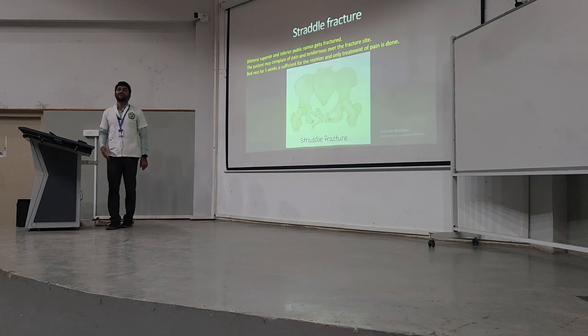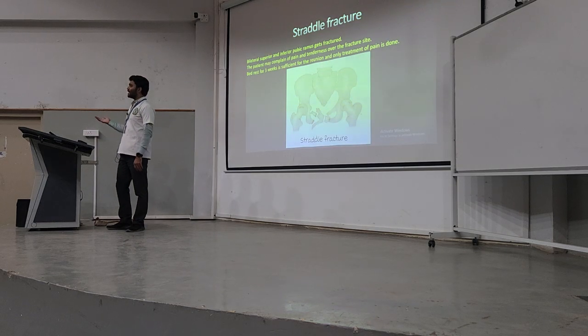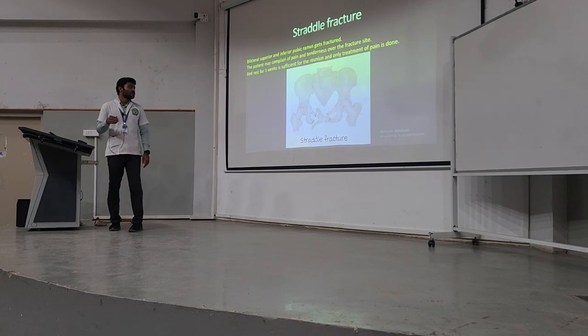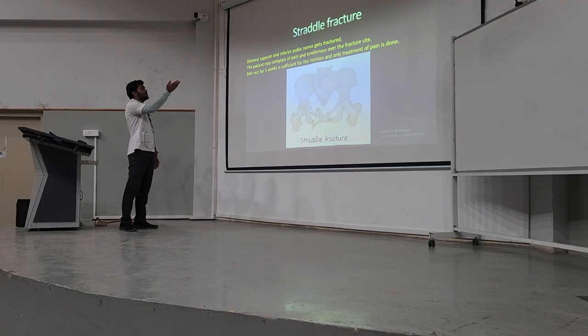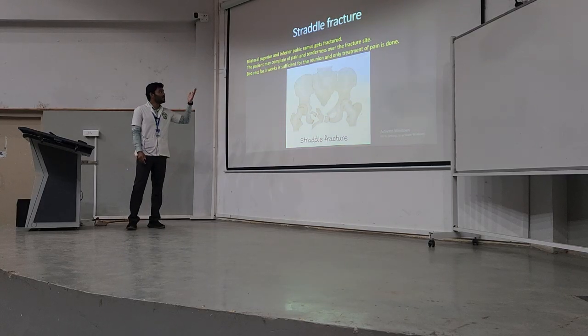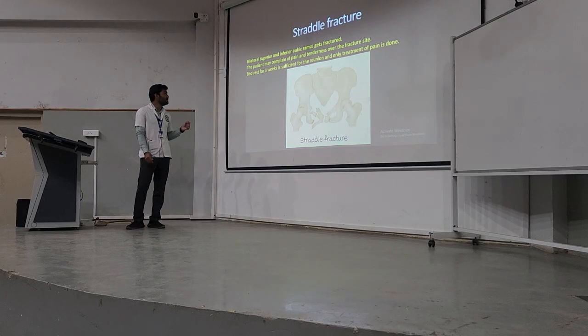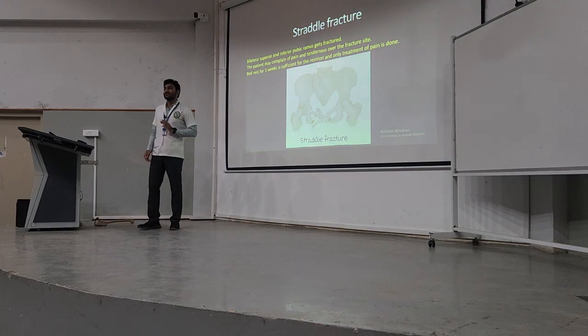Straddle fracture. So there will be superior and inferior ramus fracture of the pubis. So bilateral superior and inferior pubic rami get fractured. The patient may complain of pain and tenderness over the fracture site. Bed rest for 3 weeks is sufficient for the union and only treatment of pain is done.